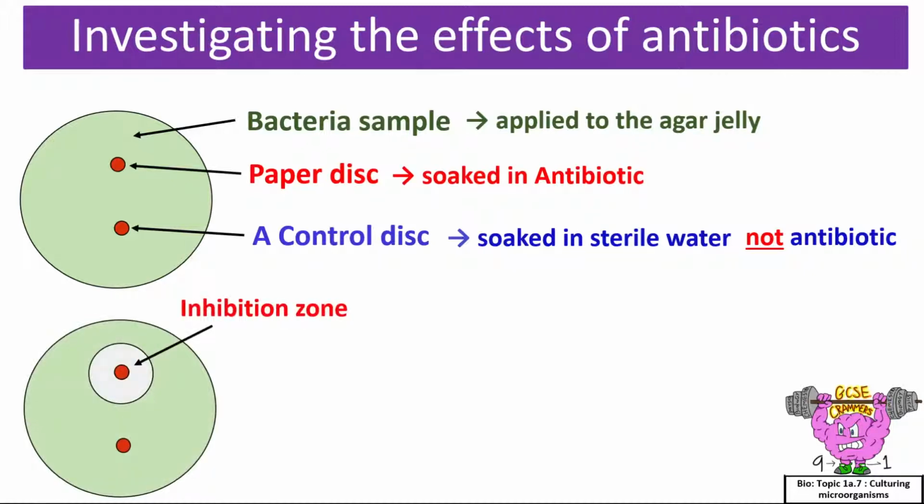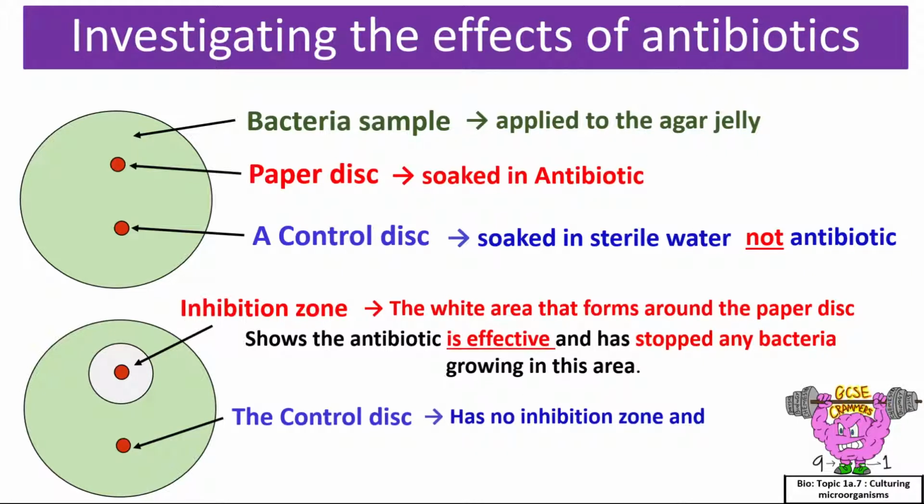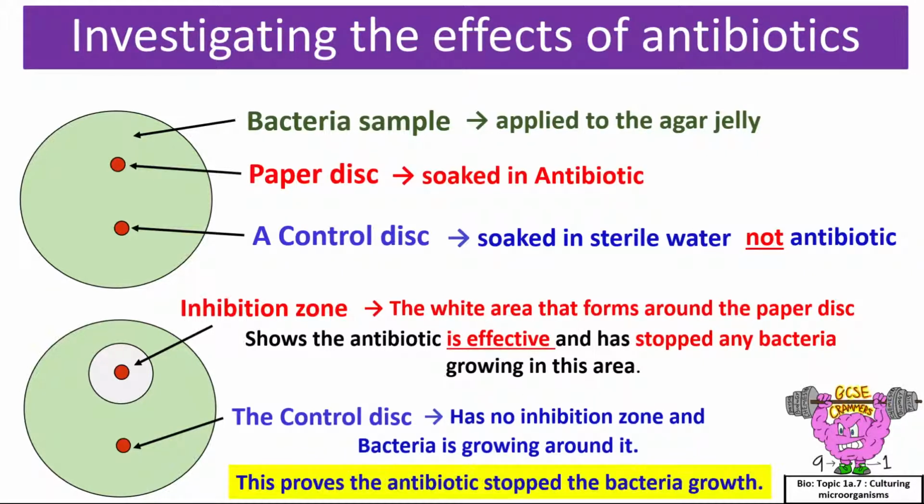Should an inhibition zone appear, which is the white area that forms around the paper disc, this shows the antibiotic is effective and has stopped any bacteria growing in this area. You will see the control disc has no inhibition zone and bacteria is growing around it. This proves the antibiotic stopped the bacteria growth.